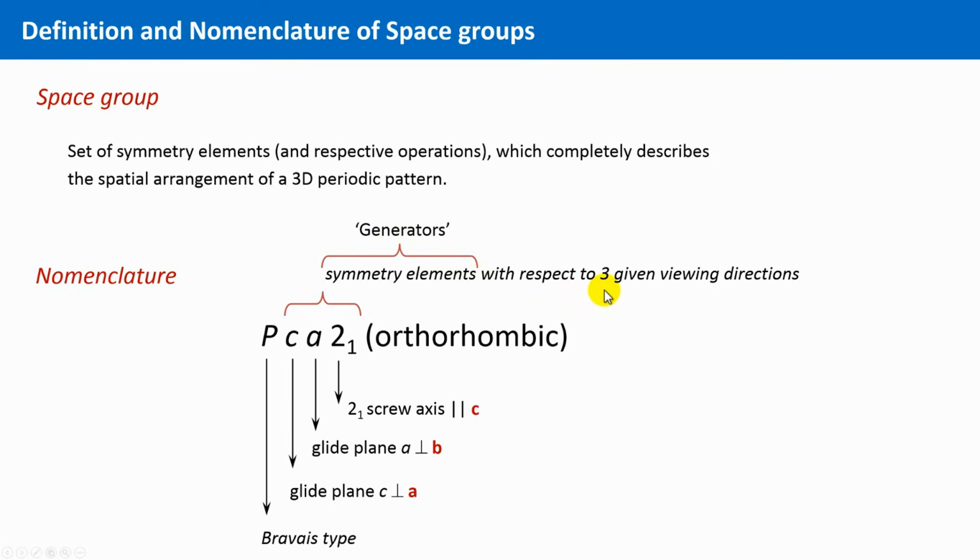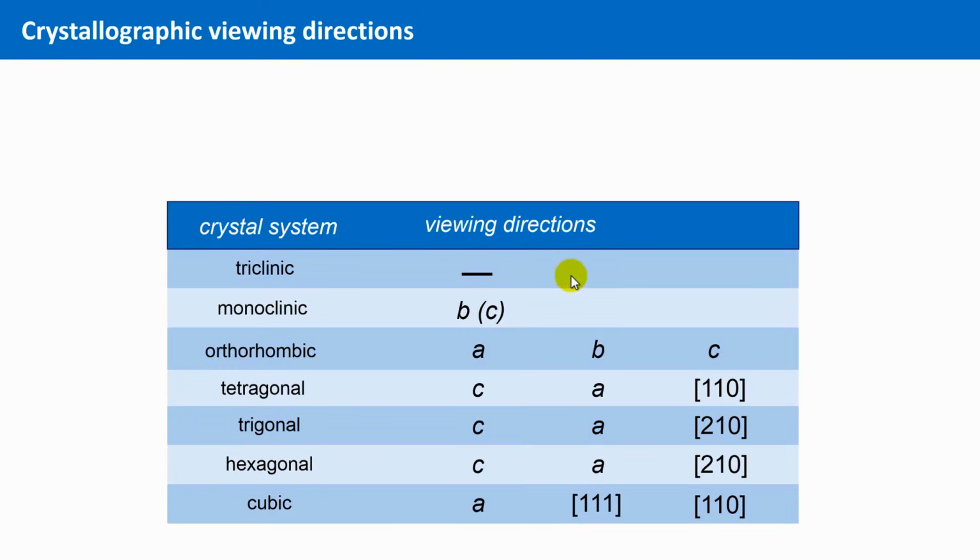The next thing which has to be clarified are these viewing directions. Here in the orthorhombic crystal system, everything is easy. The viewing directions are along A, along B, and along C. Unfortunately, this is only valid for the orthorhombic system. These directions differ from crystal system to crystal system, and you simply have to memorize these. They are given as follows.